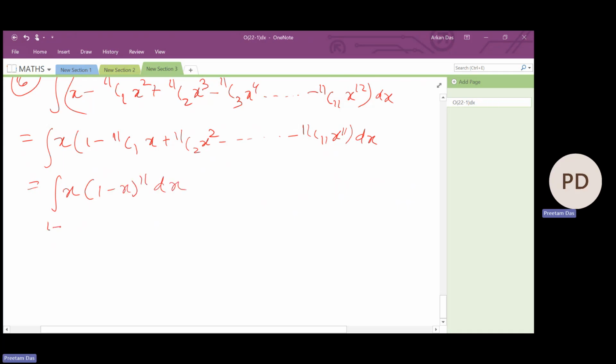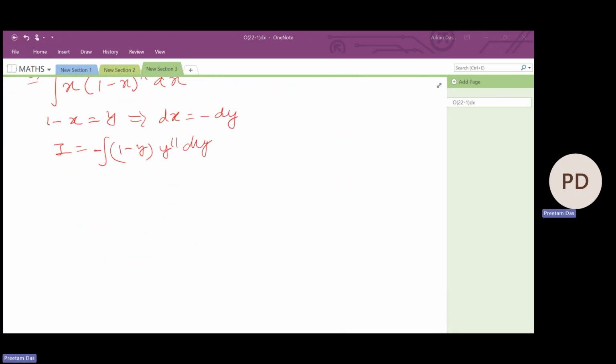How do you solve this integral? You consider 1 minus x to be y. So what will be your dx? Your dx will be minus dy. So what will be your integral now? x will be what? x will be 1 minus y. So minus, I can write 1 minus y and then y raised to 11 dy. So integrate this and simplify to get 1 minus x raised to 13 over 13 minus 1 minus x raised to 12 over 12 plus c. So which option is the correct option here? B.